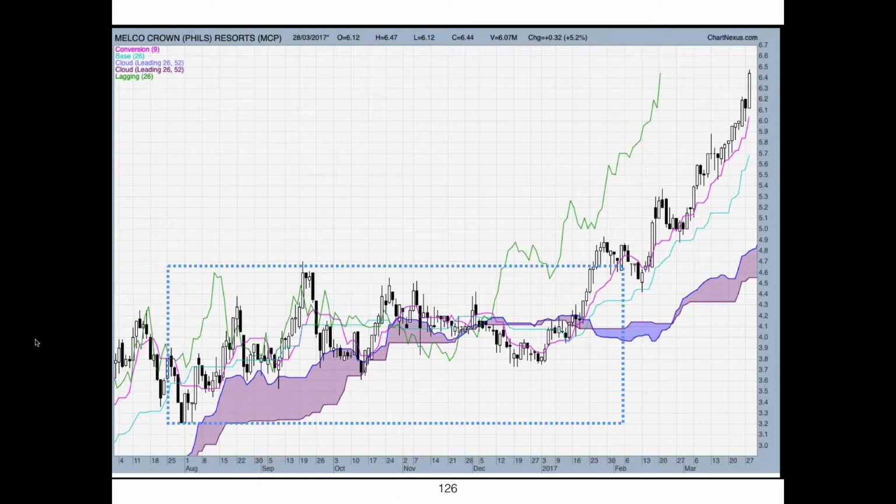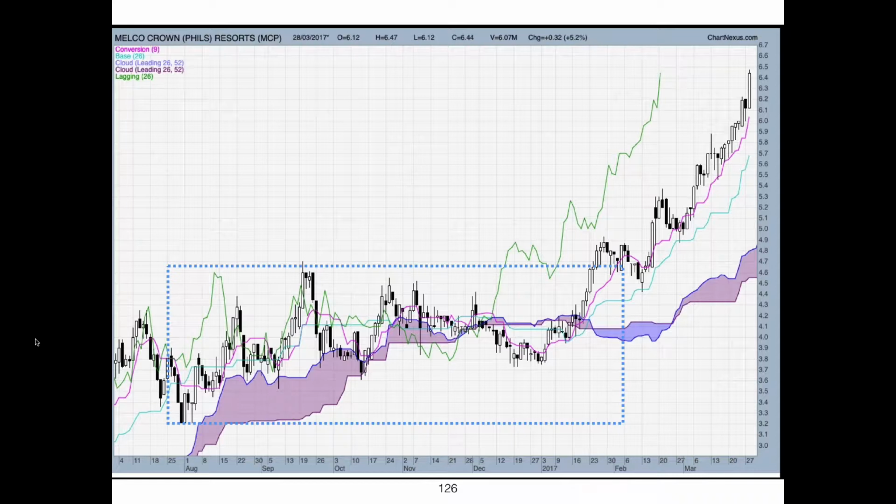Let's go to the next chart. Let's dig deeper into the signals that led us to believe that MCP would trend strongly as it did for the past month. So I will draw the box just to show you which part of the trend we talked about in the previous slide. But in Ichimoku, we don't draw boxes. We use the Chikou span line as our range highs and lows.